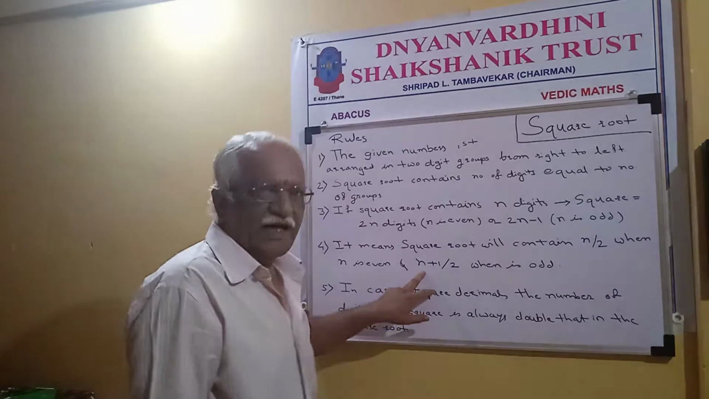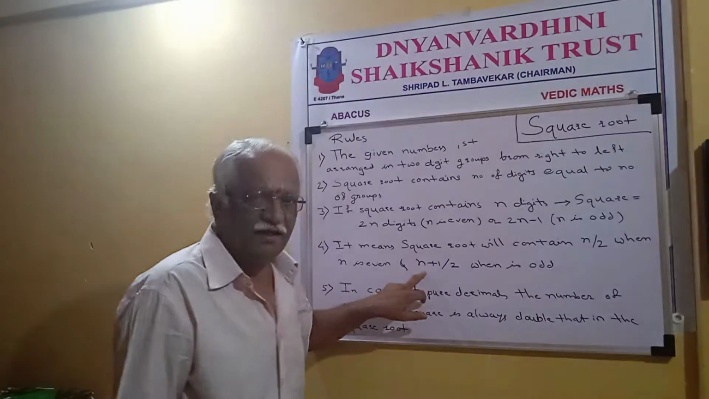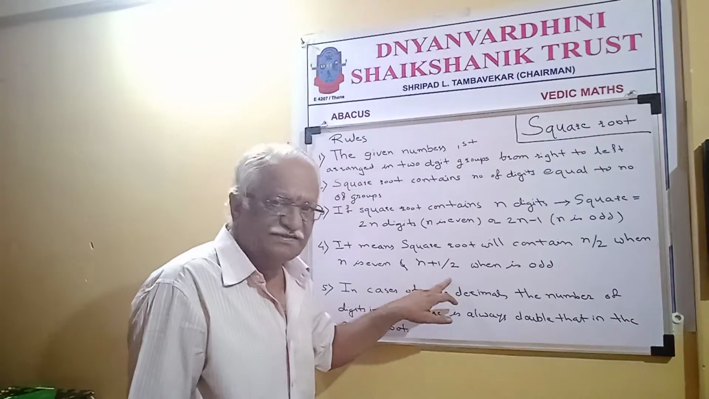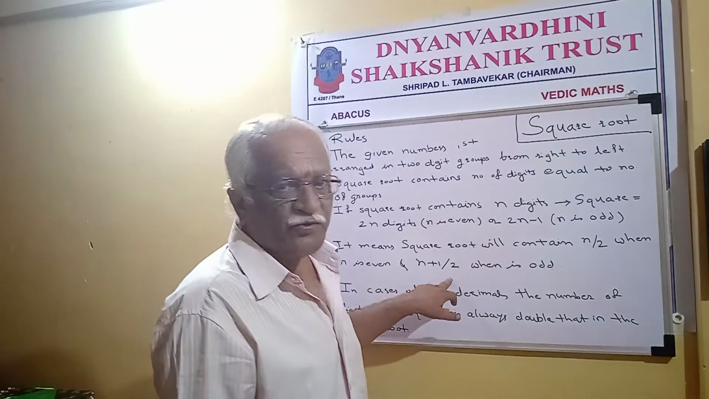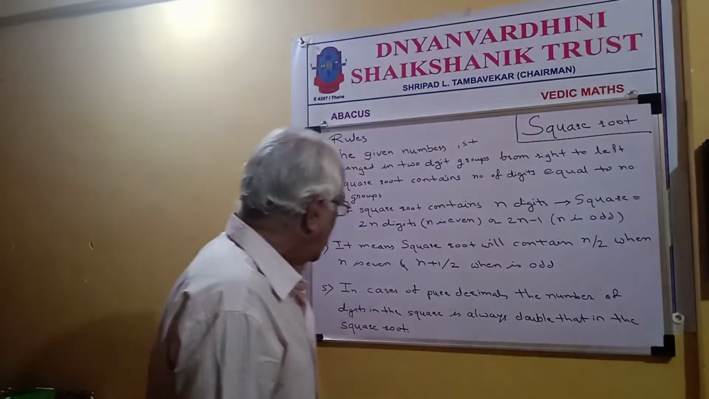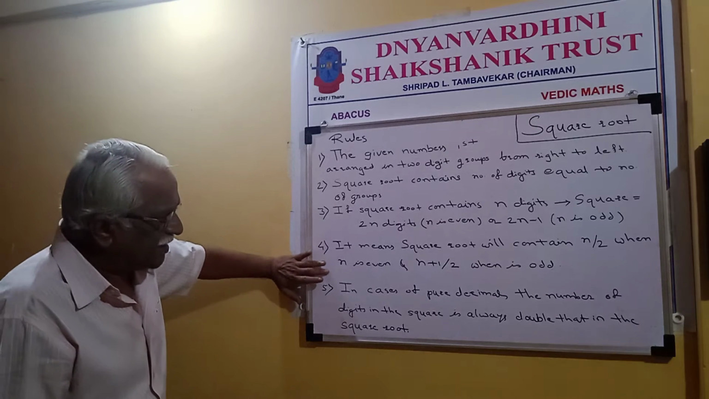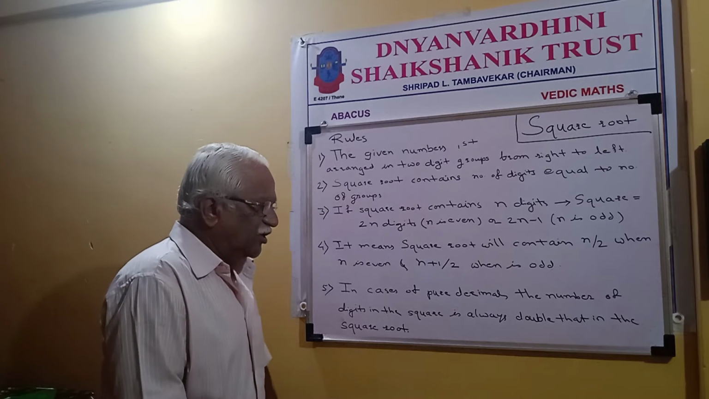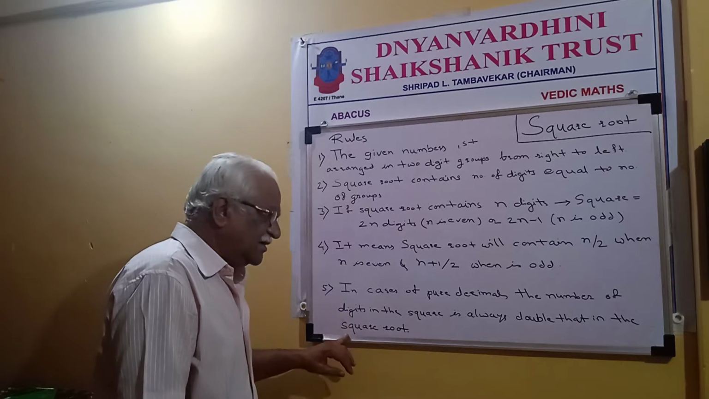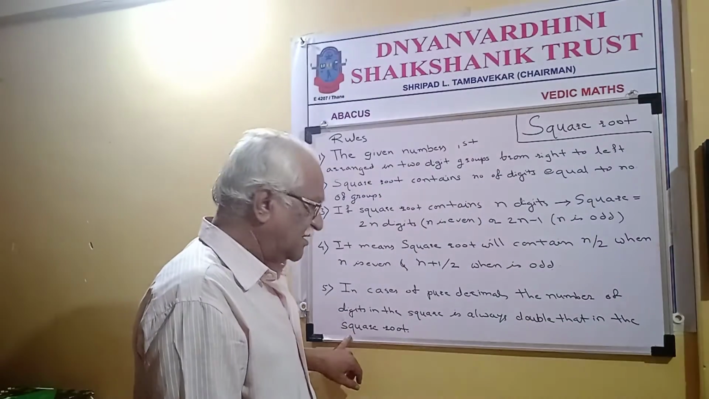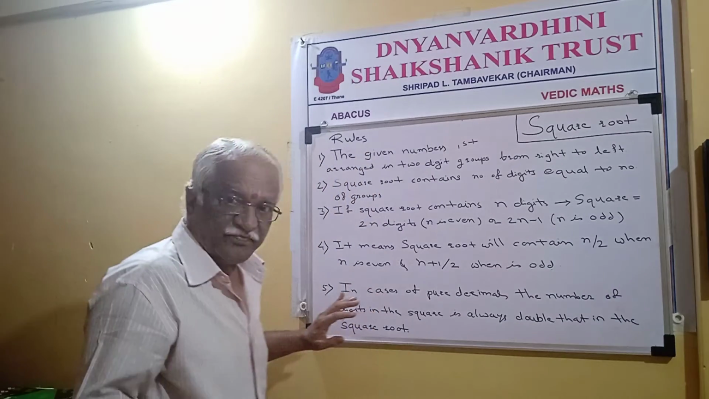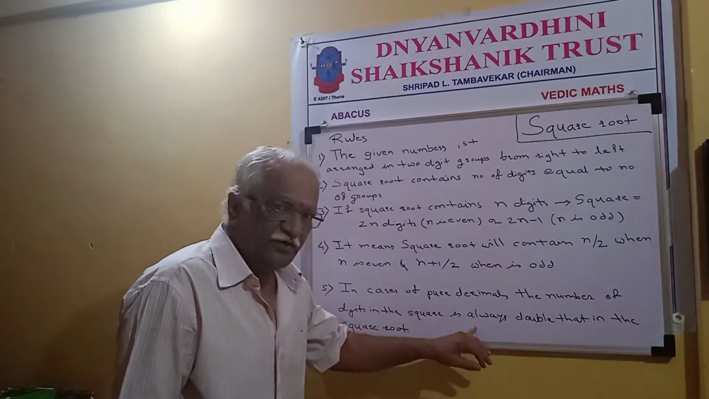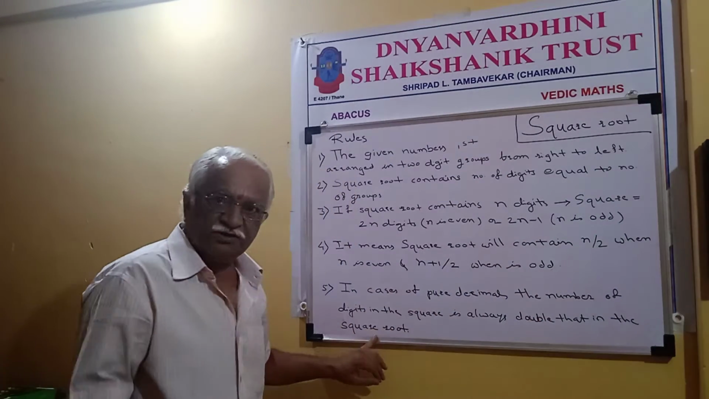And if we have a 5 digit number, that is odd, then what are we going to do? 5 plus 1 is 6, divided by 2 is 3. 3 digits will be in the square root when n is odd. In cases of pure decimals, the number of digits in the square is always double that in the square root.